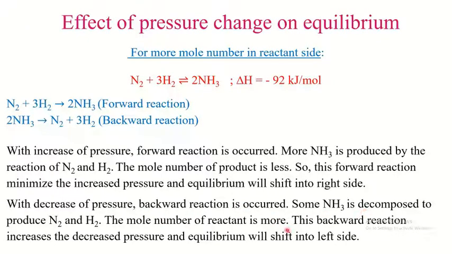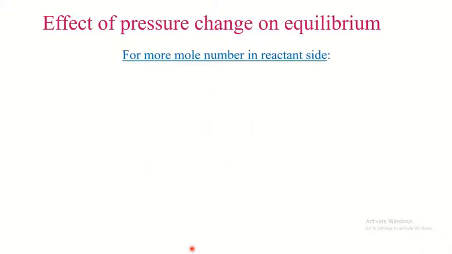Some ammonia is decomposed to produce nitrogen and hydrogen. The mole number of reactant is more. This backward reaction increases the decreased pressure and equilibrium will shift to the left side. Now another example where the mole number of reactant is more.